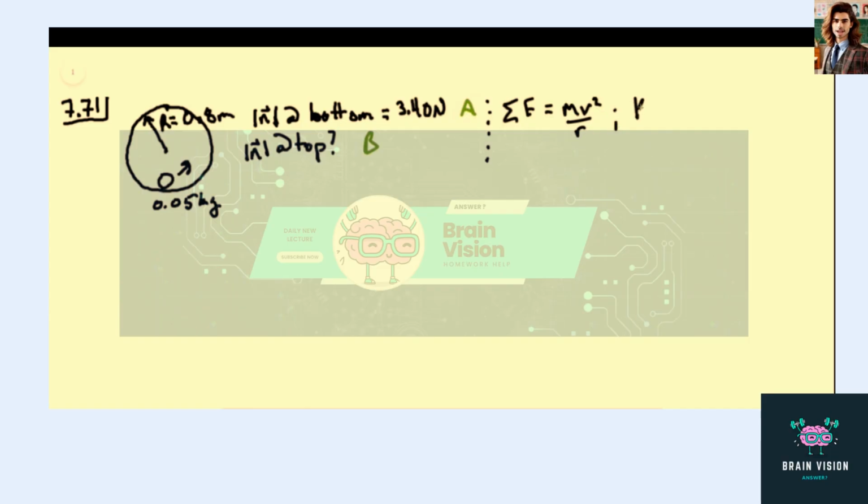And then, because the only thing doing work on the block is gravity, which is conservative, the total mechanical energy will be conserved. The normal force is perpendicular to the direction of motion, and so it does no work. KA plus UA equals KB plus UB.